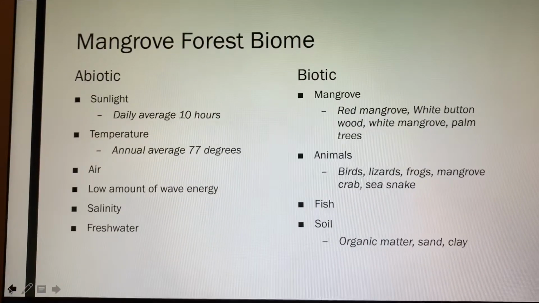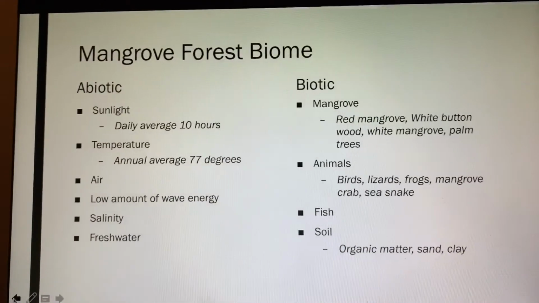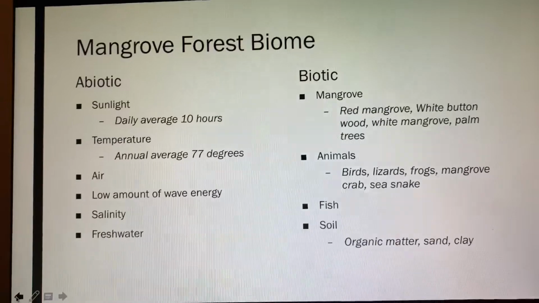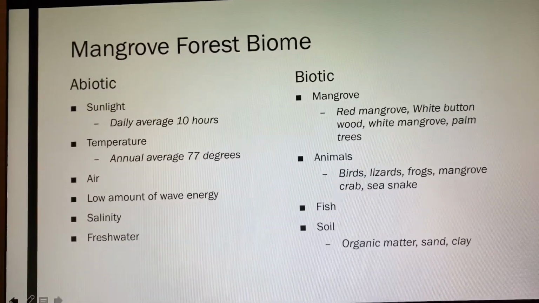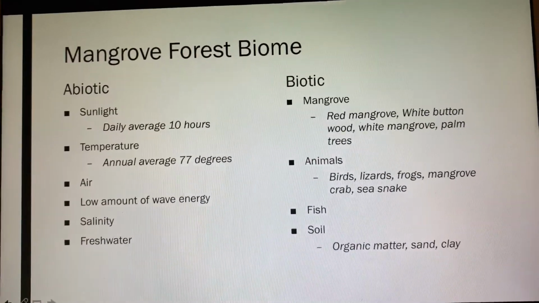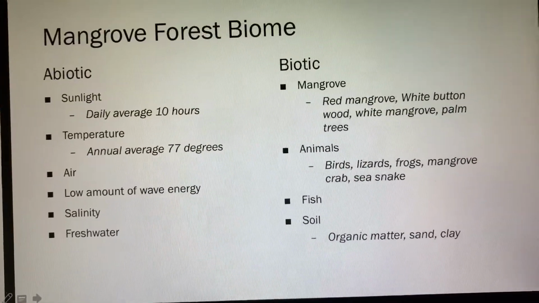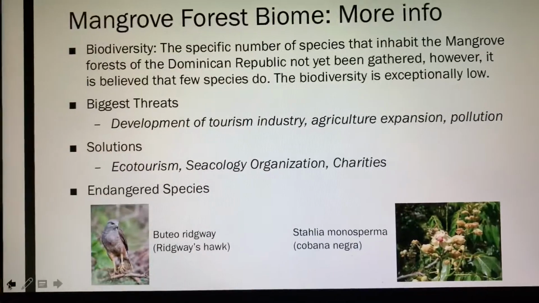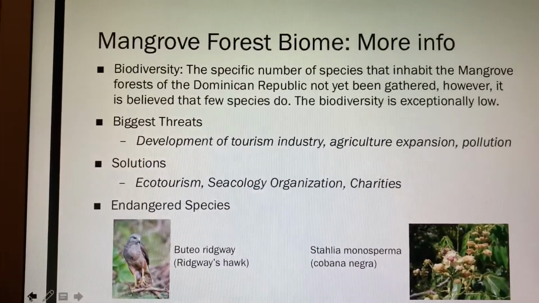So some ways that these biotic factors have adapted: fish use the root systems as a nursery, and they can hide in them. Birds also hide in the mangroves from predators above. So, more information on the mangrove forest biome, the biodiversity.